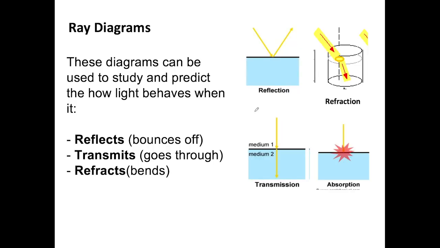So ray diagrams can be used to study and predict how light behaves when it reflects, so when light bounces off a surface, when it bends or refracts, as we were talking about with the different color wavelengths in the prism, when it transmits, and when it absorbs. Our goal for today is not to go through all of the information about reflection, refraction, transmission, and absorption, but for me to introduce you to each of these terms so we can spend more time looking at some of these other things in relation to how eyeglasses work and how different types of mirrors work.